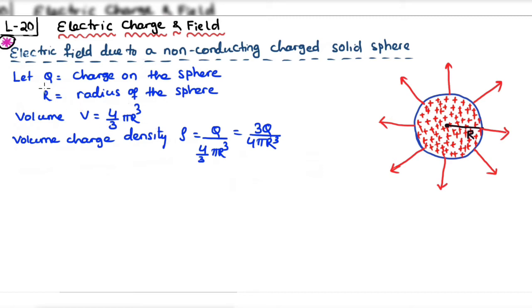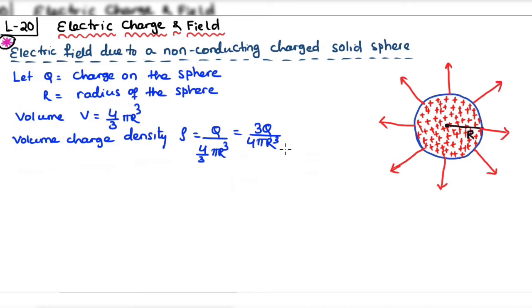So suppose Q is the total charge on the sphere, and this charge is distributed over the entire volume. If capital R is the radius of the sphere, then the volume of the sphere will be 4/3 pi R cube. And the volume charge density rho will be equal to how much? The total charge Q divided by the total volume, which is 4/3 pi R cube. This will be equal to 3Q by 4 pi R cube. So this is the volume charge density of the solid sphere.